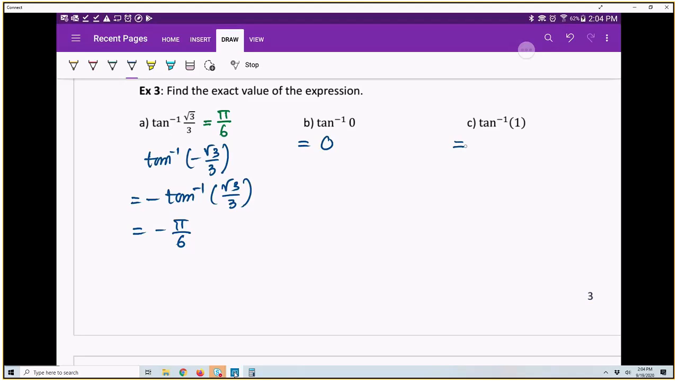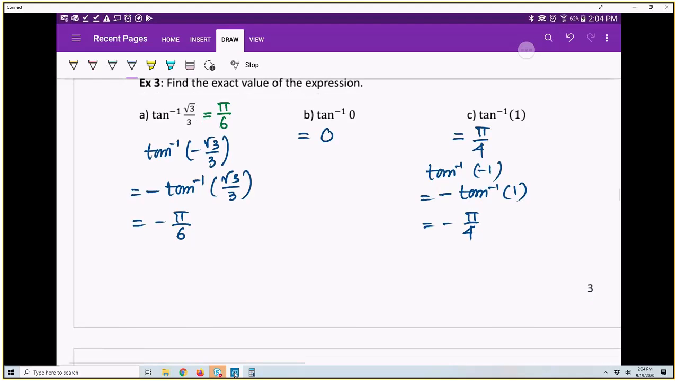Tangent inverse of 1: tangent is 1 at pi over 4, so this is pi over 4. But if you are to find tangent inverse of negative 1, do the same thing, slide the minus out and write it as tangent inverse of 1, so this is minus pi over 4.